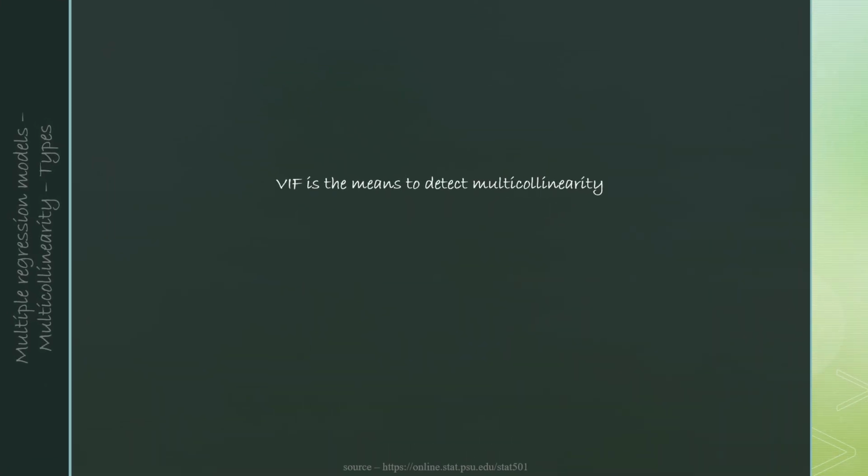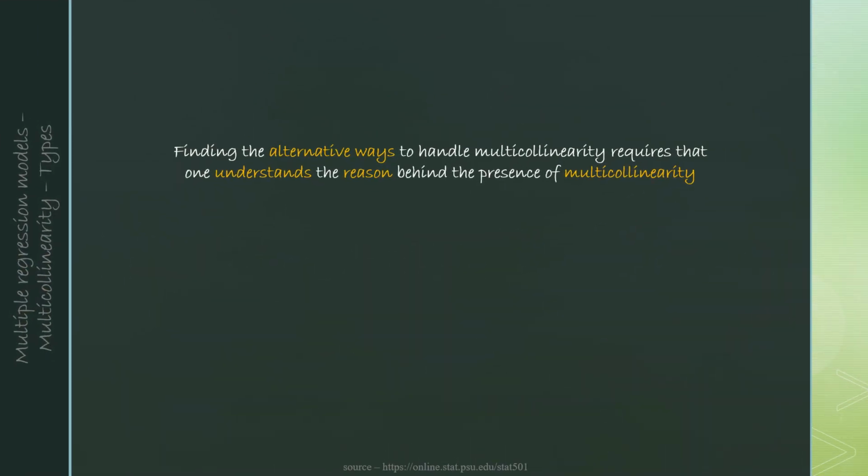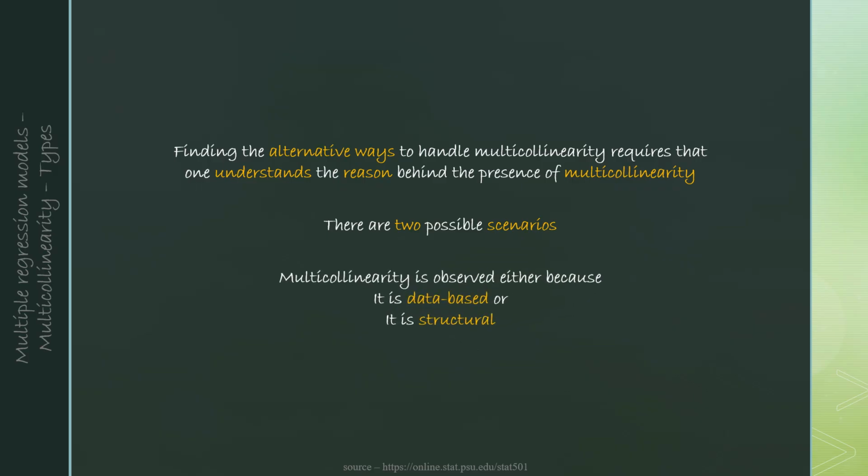VIF is the means to detect multicollinearity. However, it is not necessary that eliminating the problematic predictors is always the solution. There are other ways to handle multicollinearity without removing the predictors. Finding the alternative ways to handle multicollinearity requires that one understands the reason behind the presence of multicollinearity. There are 2 possible scenarios. Multicollinearity is observed either because it is data-based or it is structural.